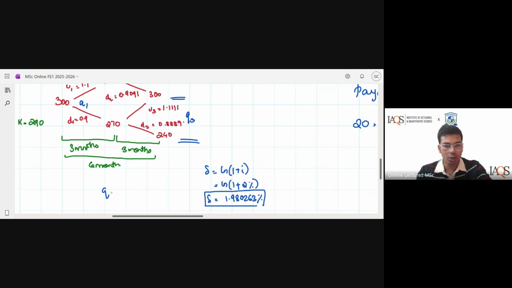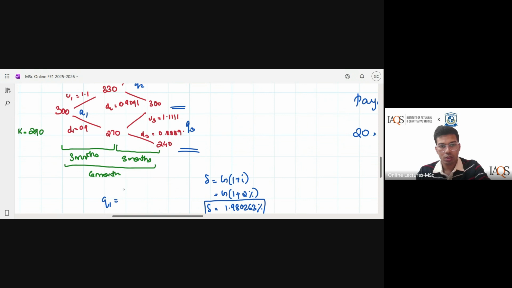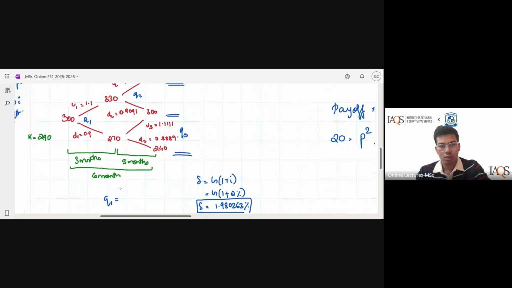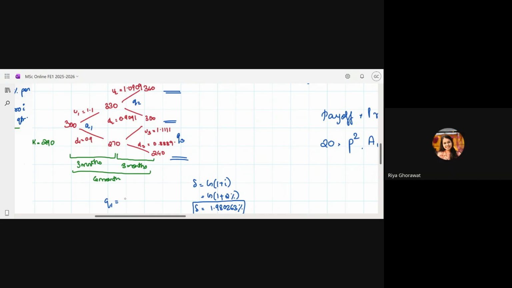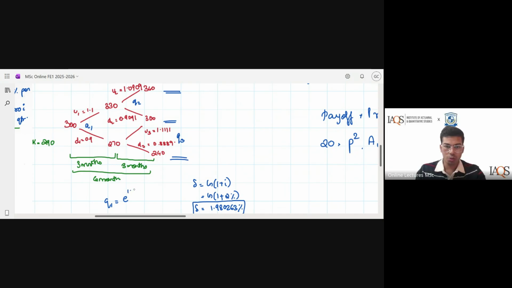Now, how will you calculate the value of Q? Rather, let me write Q1 because it's a non-recombining model. Exponential to the power delta. Perfect. So e raised to 1.980263%. And because I was per quarter, your delta will also be per quarter, which is what my time step is. So I don't need to multiply any T over here.